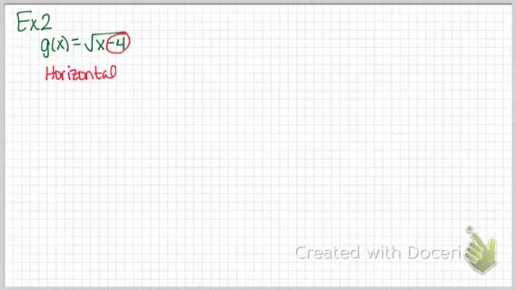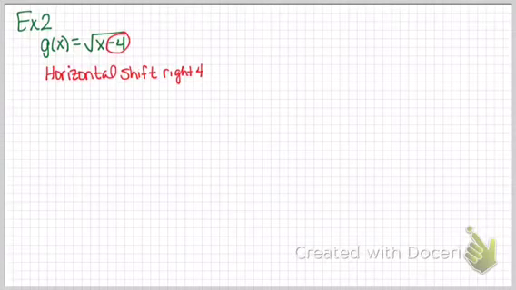Now notice it's being subtracted, so adding and subtracting means it's going to be a shift. Horizontal shifts go left or right, so if it's a minus, remember you're not going to go to the negative numbers because x always does the opposite. So we're going to go to the positive numbers, which means we're going to go to the right 4.